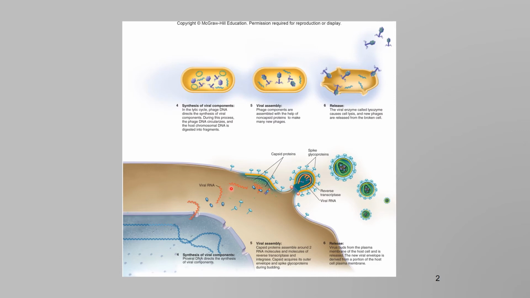It's going to bud out of the surface of the cell, and when it does, it's going to take that envelope and it's going to stud that envelope with these viral particles, and then it's going to move along. So it's going to break out of the surface of the cell. Now it's a virus, and now it can go and infect other cells.